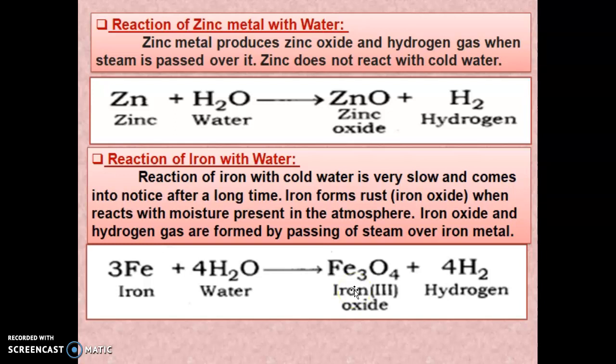So here also, the iron does not react with cold water. It reacts slowly, after a long time, when it comes in contact with the moisture present in the atmosphere. So it will form what? Rusting, that you know. Rusting is nothing but iron oxide.